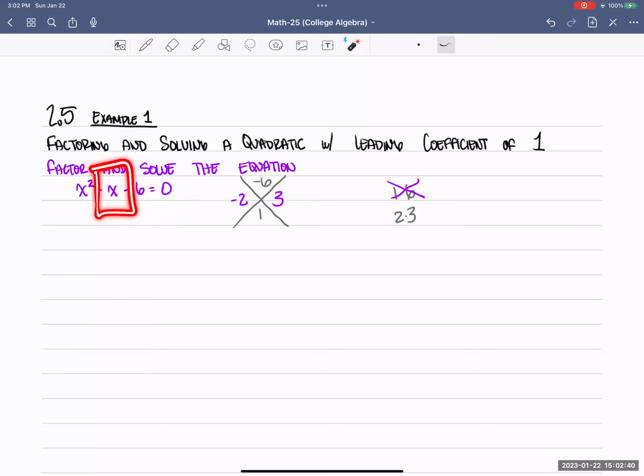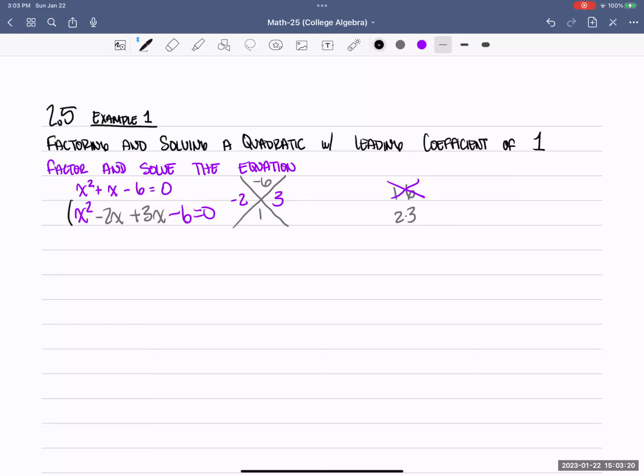Instead of writing this x as just x, I'm going to write it as a combination of -2x plus 3x. So x squared minus 2x plus 3x minus 6 equals 0. Notice that from here, we didn't change any of the values. We're just replacing our middle term, or our b term, with these two values. And now what we're going to do is factor by grouping.